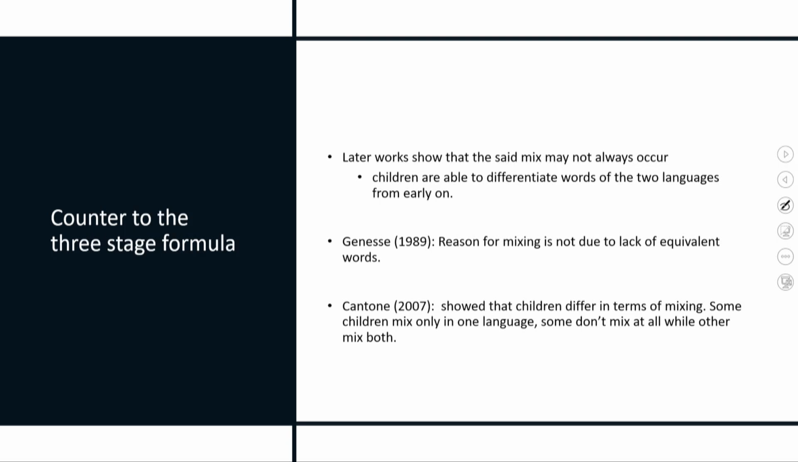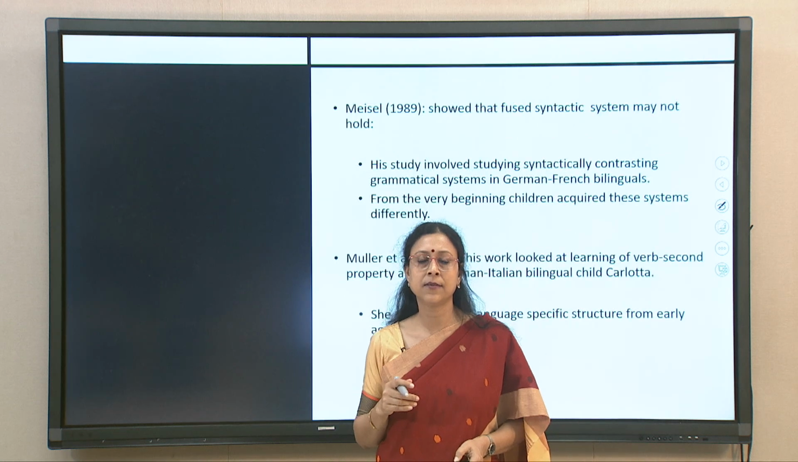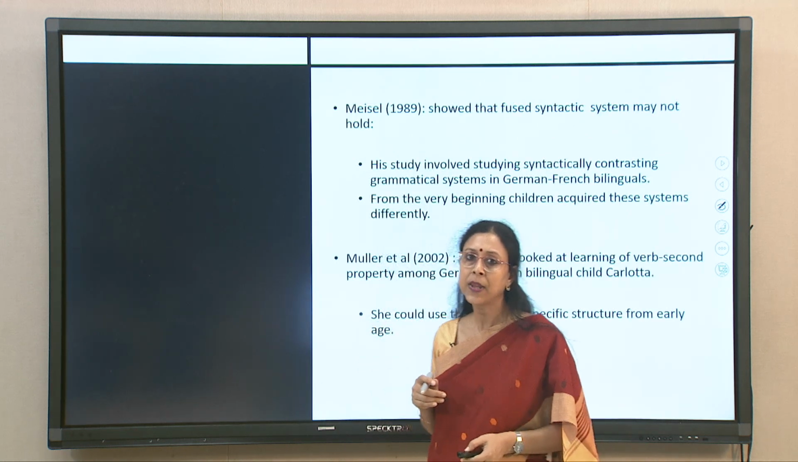So, the counter to the 3-stage formula came from various studies. For example, the reason for mixing is not due to lack of equivalent words, as Genesee pointed out. Similarly, another study showed that children differ in terms of mixing. Not every child mixes languages to the same degree or in the same way. There are qualitative and quantitative differences across children and languages as well. So, it is not a similar kind of pattern everywhere.